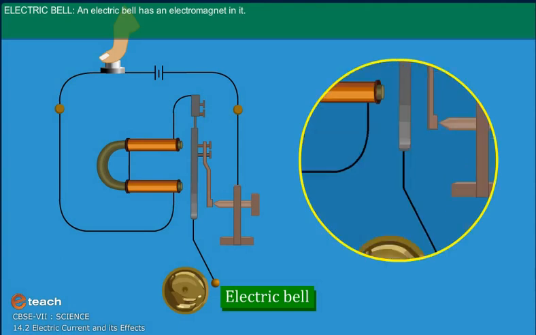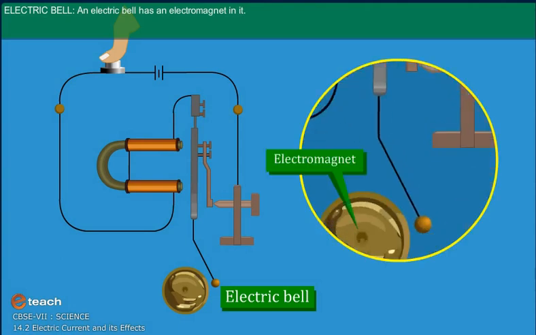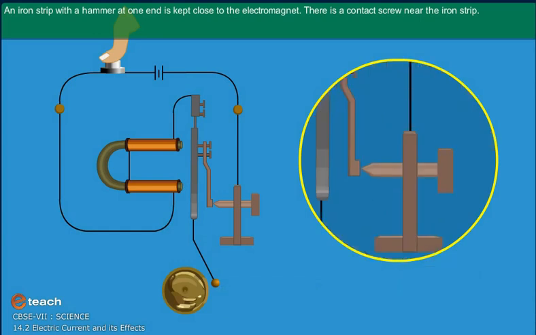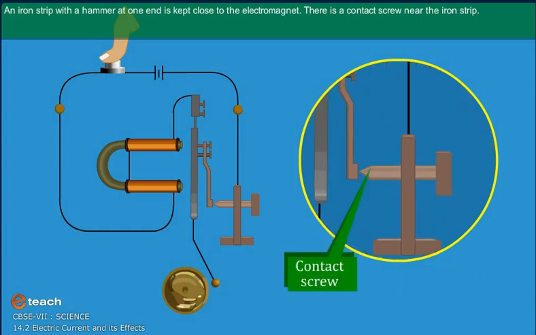Electric bell. An electric bell has an electromagnet in it. The circuit of an electric bell consists of a coil of wire wound on an iron piece. The coil acts as an electromagnet. An iron strip with a hammer at one end is kept close to the electromagnet. There is a contact screw near the iron strip.